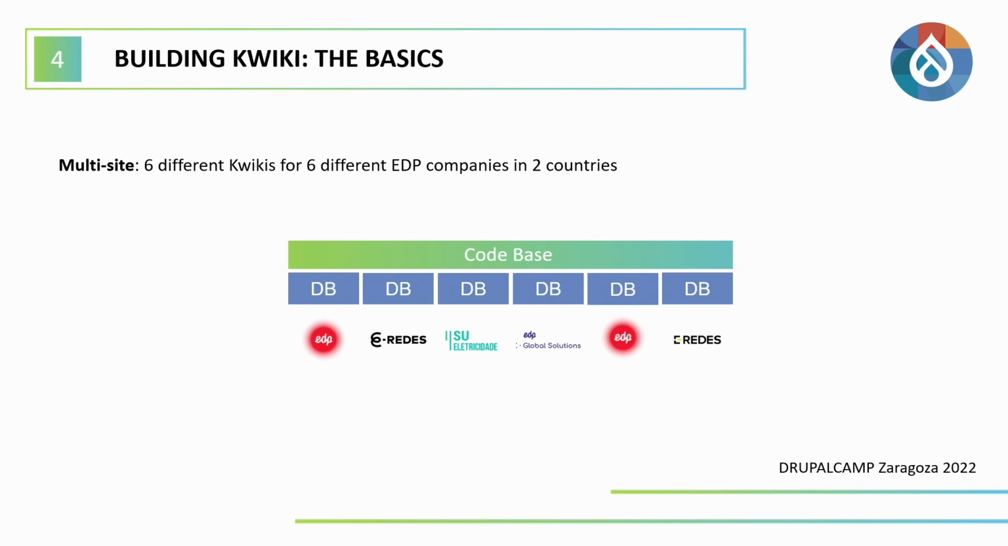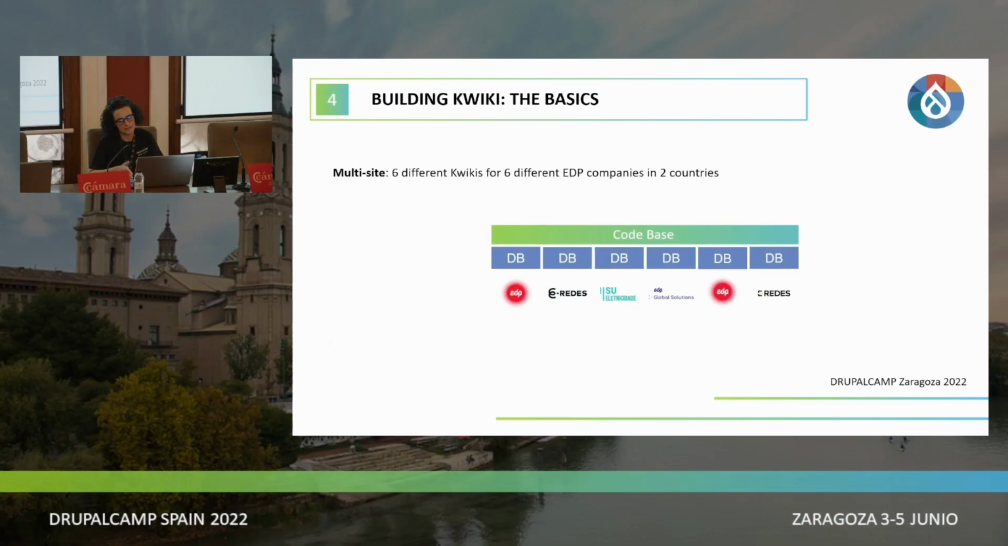So what we have in terms of architecture, let's say, is a multi-site Qwiki. It's not multilingual in a sense, because each Qwiki is either Portuguese or Spanish. So this is what we have. We have a shared code base, and then each company has its own database, its own users, and in some cases, its own configurations, because, for instance, there's a company that said, we don't want this functionality. This will only confuse our users.